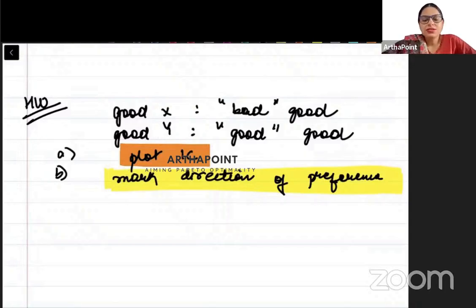Hi, good evening, everyone. So, beta, in the last class, we talked about bad goods, and we saw how to make the indifference curve for bad goods. Today I am going to continue, and in today's lecture we are going to talk about neutral goods. Let me just write this down for you.